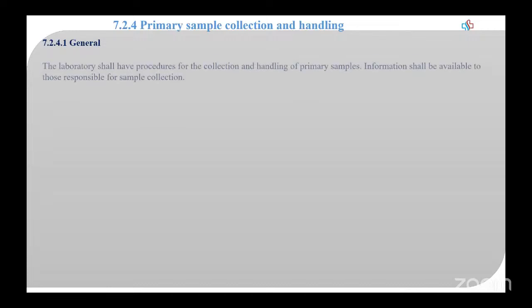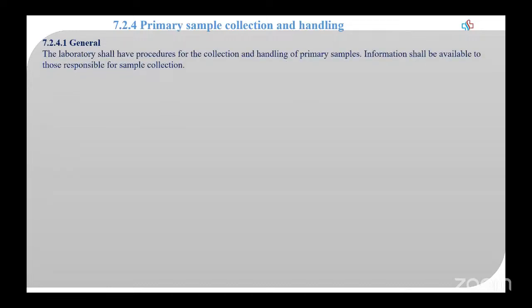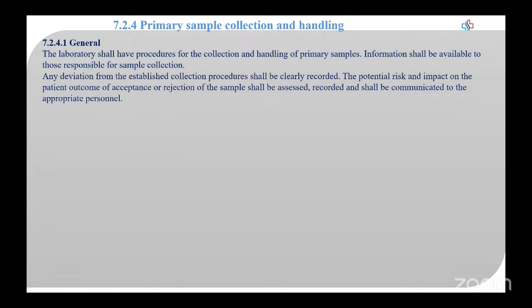Now let's talk about primary sample collection and handling. You must have a documented procedure for sample collection, an SOP for sample collection. Let's say sample collection like venipuncture, blood culture collection, some other special techniques, semen collection, all these things. You should have an SOP that addresses sample collection. The laboratory shall have a procedure for collection and handling of primary samples. Information shall be available to those responsible for sample collection.